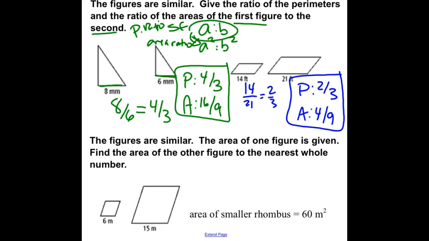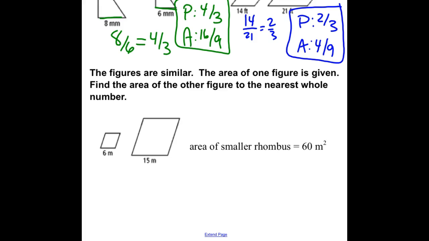So once we have these different types of ratios, we can actually find areas or perimeters when we know one of the shape's actual areas or perimeters. So we start with our ratio usually. It gave me a side of 6 and a side of 15. It says the figures are similar. The area of one is given, so the area of the smaller is 60. I like to write that in the shape. Find the area of the other. Round to the nearest whole number.